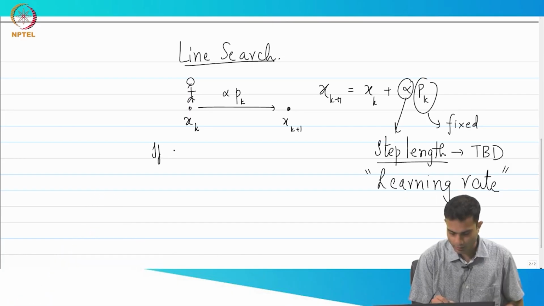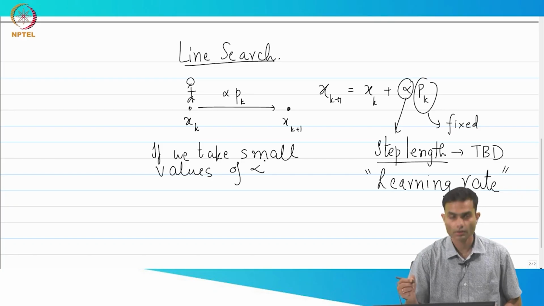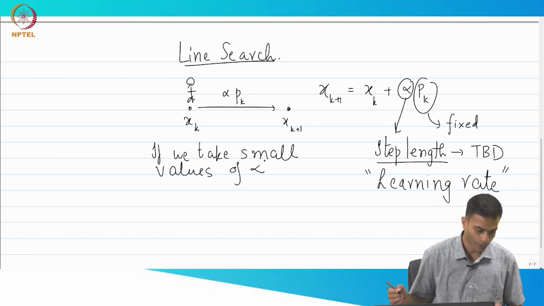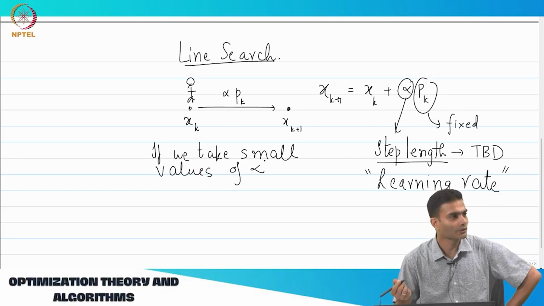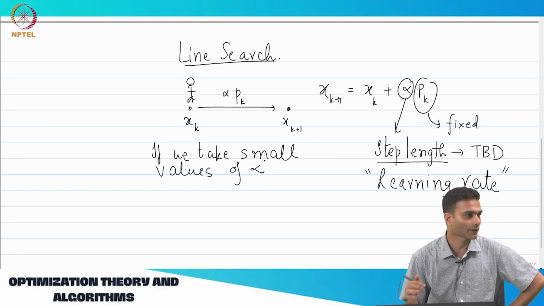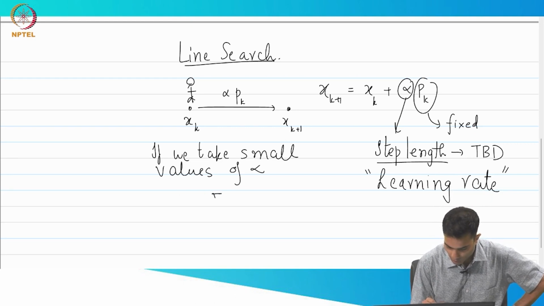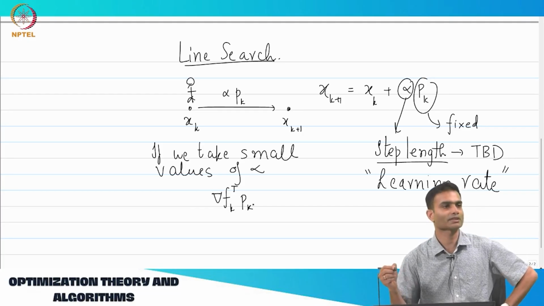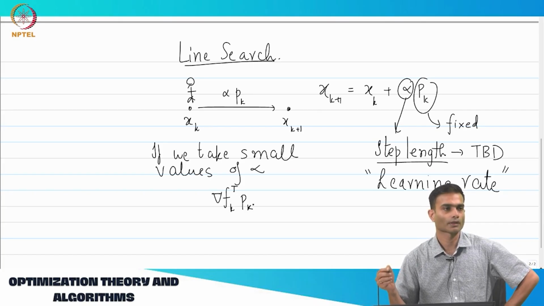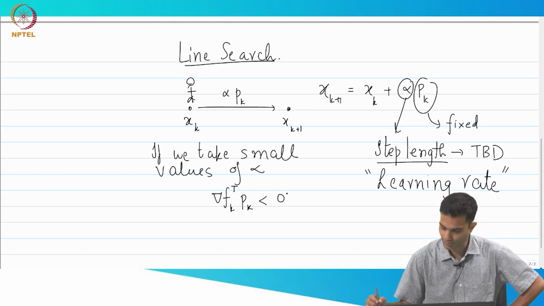Now, if we take small values of alpha, then if we go in a descent direction, we can assume that f of k plus 1 is less than f of k, right? That is kind of the whole motivation over here. So, if I consider this grad fk transpose times pk, what will be the sign of this expression? Negative. If it is a legitimate descent direction, this has to be less than 0. This is something to keep in mind.